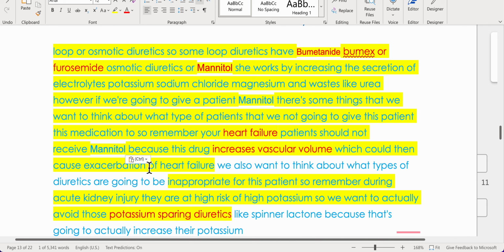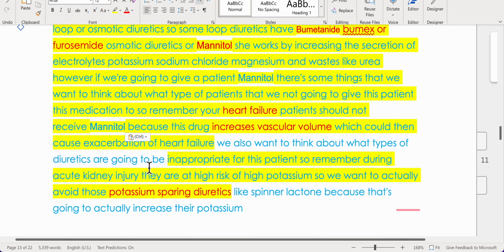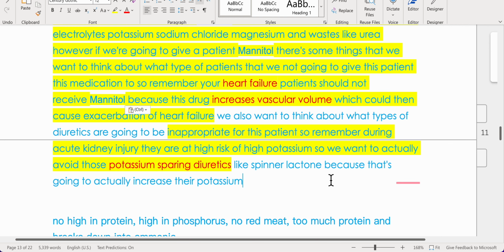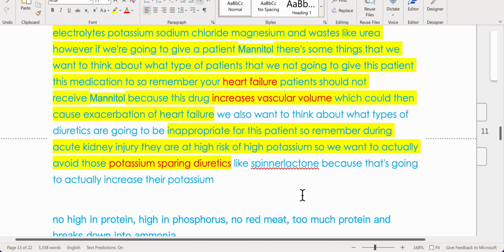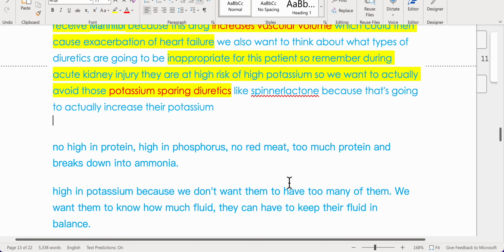We also want to think about what types of diuretics are going to be inappropriate for this patient. So remember, during acute kidney injury, they are at high risk of high potassium, so we want to actually avoid those potassium-sparing diuretics like spironolactone, because that's going to actually increase their potassium. No foods high in protein, high in phosphorus, no red meat, too much protein breaks down into ammonia. No foods high in potassium, because we don't want them to have too much of it.